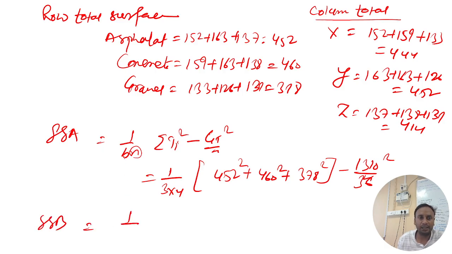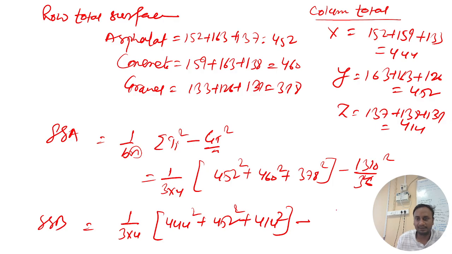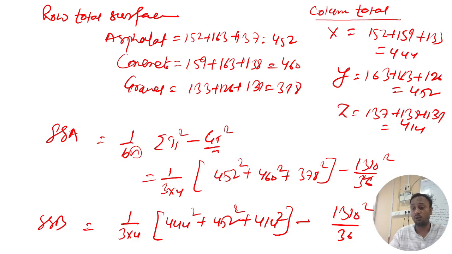So now what about the SSB? 1 by an. A, how much do we have? 3. How many observations do we have? 4. Summation of 444 plus 452 plus 414 minus GT square by 36. So I think SSA and SSB are clear, we can do it.